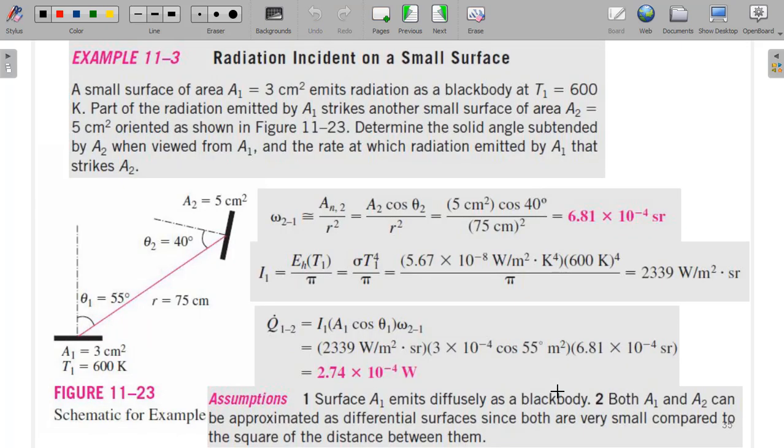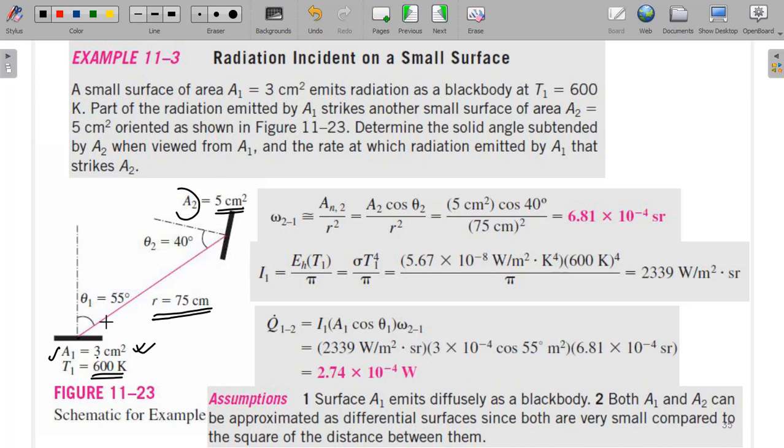Now coming to a practical problem, let's see if we can address this problem or not. Let us consider there is one surface A1, whose temperature is given as 600 Kelvin. And there is another surface, here you can see A2, which is 5 centimeter square, and we are assuming that the surfaces are small. As you can see, it is 3 centimeters and 5 centimeters, but the distance between them is 75 centimeter. Since 75 centimeter is quite a long distance with respect to this area, we can consider these to be very small surfaces.